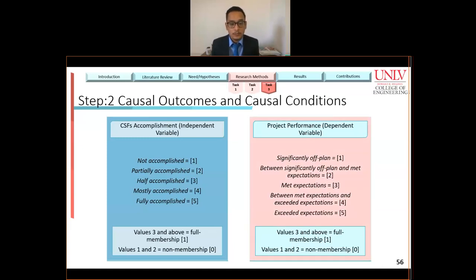Similarly, for the causal outcomes, which is the project performance and the dependent variable here, it was also measured on a 5-point Likert scale. And similar to CSF accomplishment, I provided a numerical value for each Likert scale. And to the condition, I provided a value of full membership for values 3 and above, which means that the projects were a success in terms of performance. And values of 1 and 2 were assigned non-membership, which means that the projects were not a success in terms of performance.